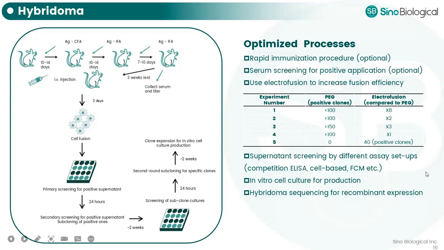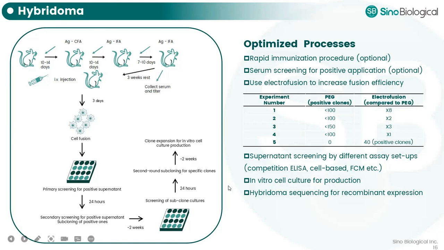Then we'll screen the supernatant by assays for the final applications. For example, if you want to use antibodies for a cell-based assay, we'll definitely screen the supernatant with a cell-based assay, which means you need to set up a high throughput method for the screening. For production, we use in vitro cell culture instead of the assays for the cloning expansions.